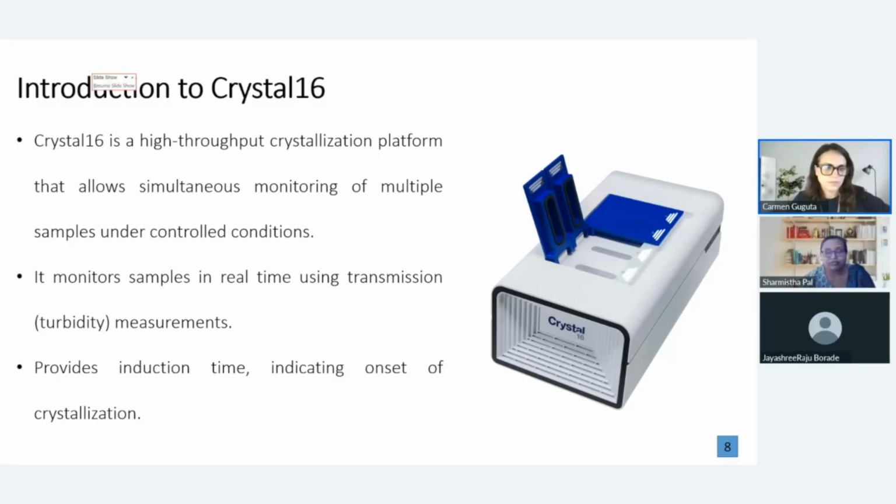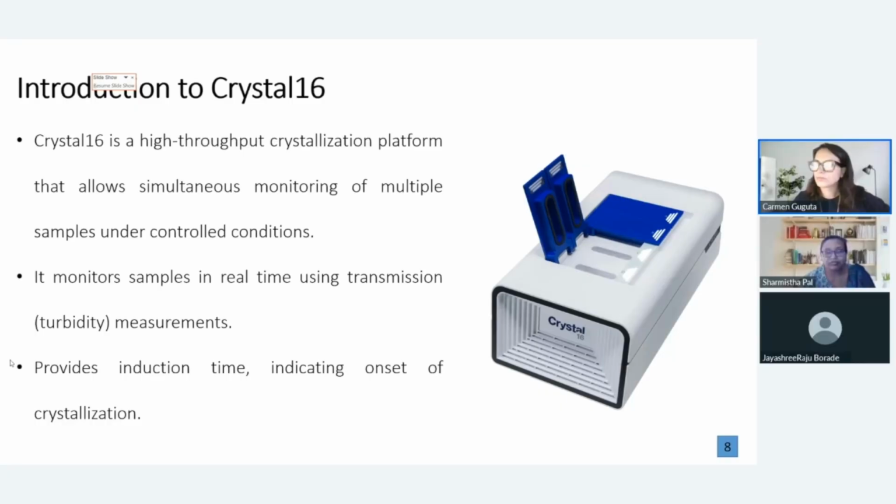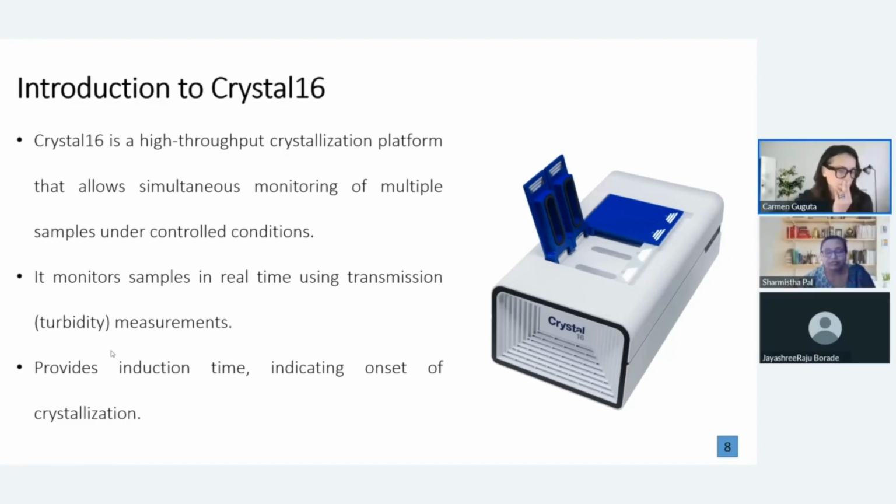As we know, Crystal16 is a high throughput crystallization platform, and it enables simultaneous monitoring of multiple samples under controlled conditions. The system monitors samples in real time using transmissivity or turbidity measurements, so we can clearly observe when crystallization begins. One key output from the Crystal16 is the induction time, which tells us about the onset of crystallization.